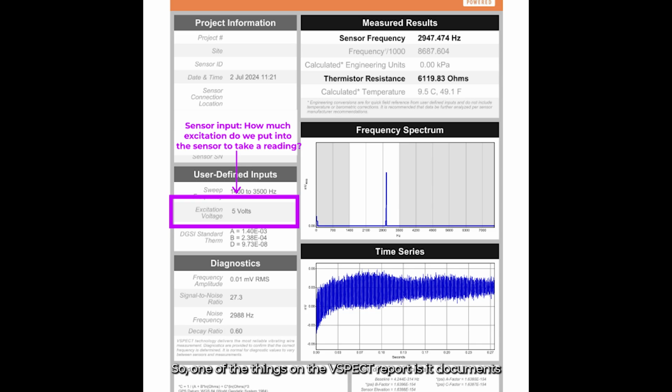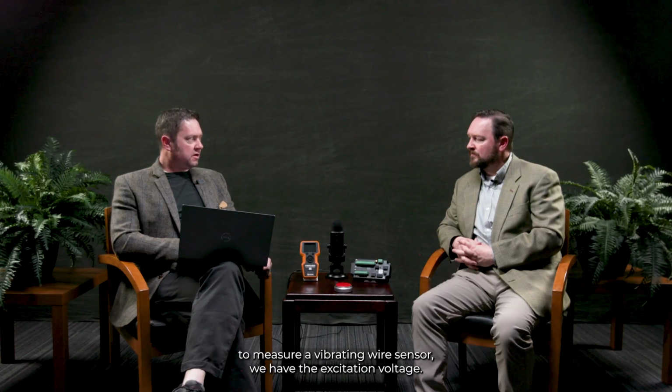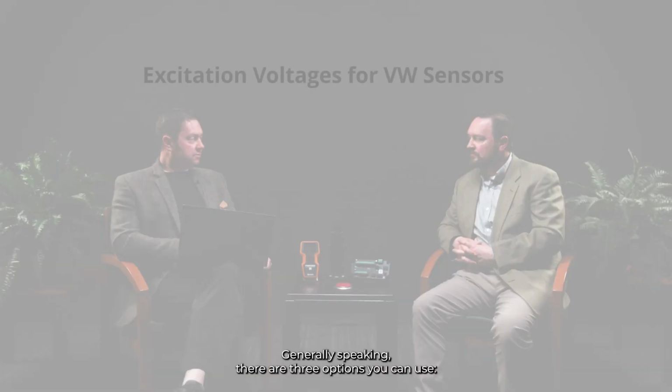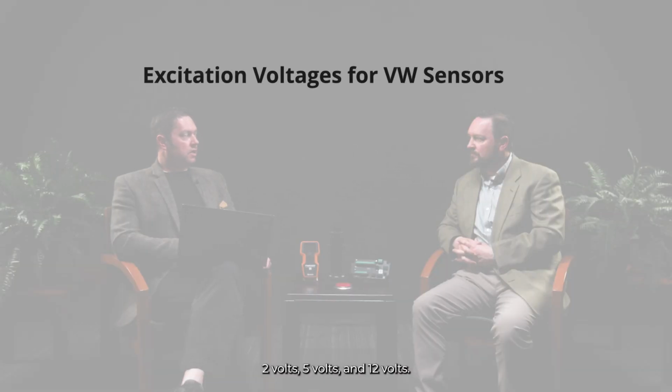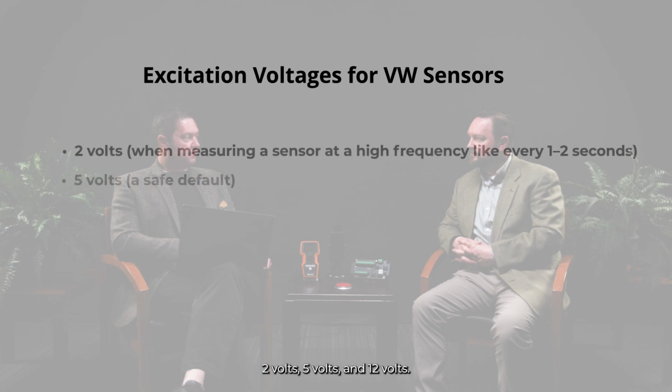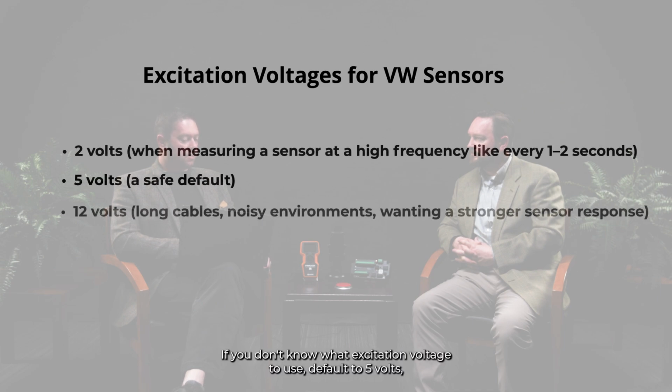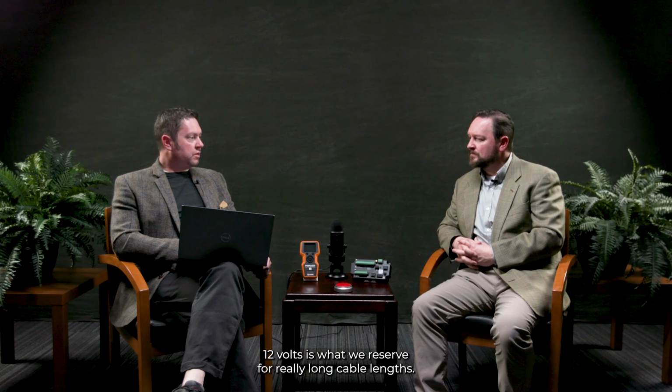So one of the things on the VSPECT report is it documents the excitation voltage. So why is that important? When you configure a Campbell logger to measure a vibrating wire sensor, we have the excitation voltage. Generally speaking, there are 3 options you can use: 2 volts, 5 volts, and 12 volts. If you don't know what excitation voltage to use, default to 5 volts, and you're going to be fine almost all of the time.